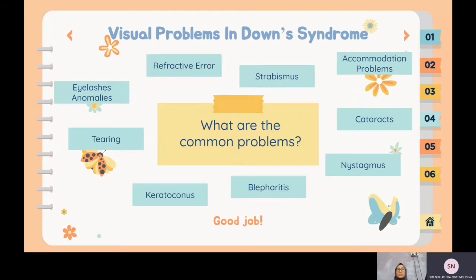Blepharitis is inflammation of the eyelids with redness of the edge of the lids and crusting around the lashes, which may occur and cause a feeling of dryness and burning. This usually happens due to hygiene issues. Excessive tearing occurs because the drainage channels are blocked and narrow due to the facial features of Down syndrome children. Around 15% of Down syndrome children have nystagmus.